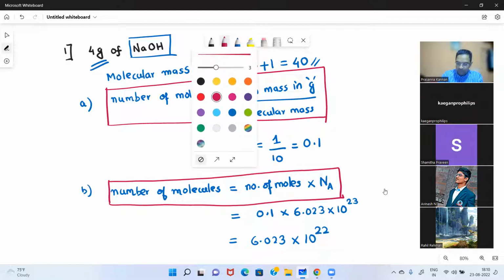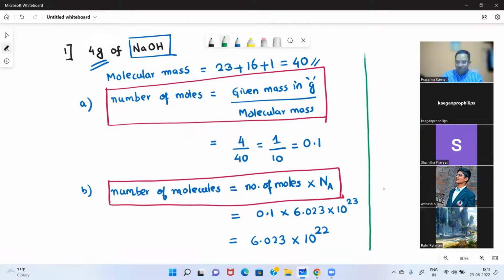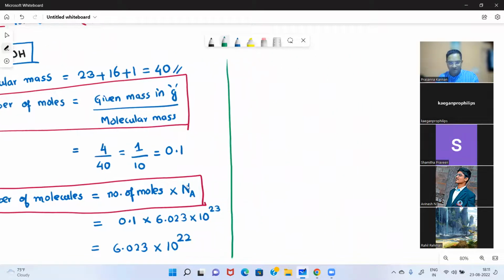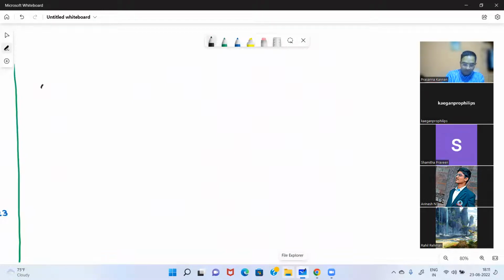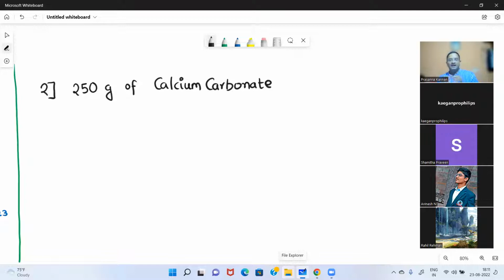Let's take one more example so that this is very clear for everyone. Let's look at 250 grams of calcium carbonate. They may not give you the formula directly. They'll give it in words. You need to know the molecular formula. Once you know the molecular formula, the next step is to find out the molecular mass. Once you find the molecular mass, you can find the number of moles using: number of moles is equal to given mass in grams divided by molecular mass. Correct? So let's do that now.